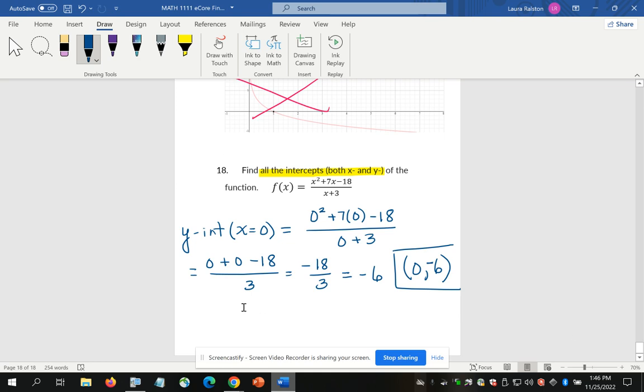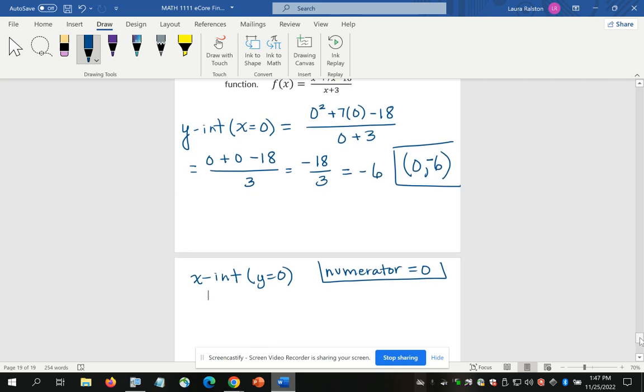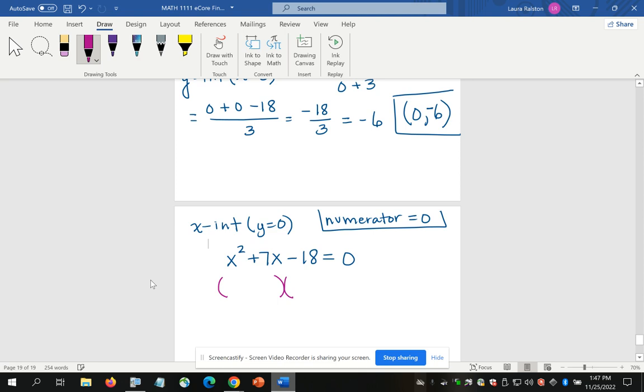If you'll recall, to find your x-intercepts, you let y equal 0, but there's a shortcut when you have a rational function. You let the numerator equal 0. Okay, so we could use our shortcut here. So we would have x squared plus 7x minus 18 equal to 0, and we need to solve for x. Since that is a quadratic, we could solve by factoring or by quadratic formula.